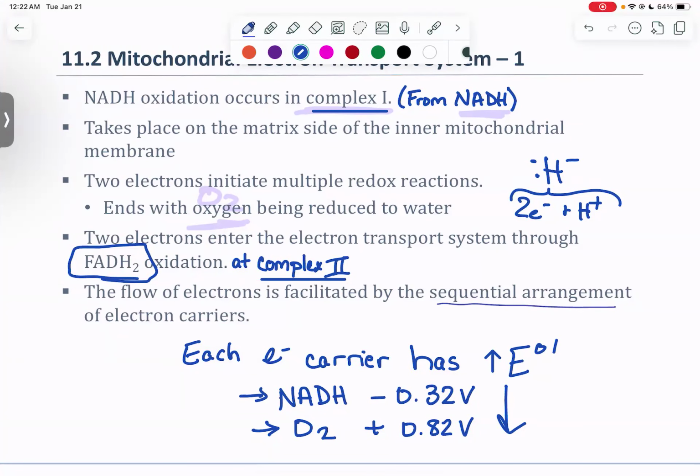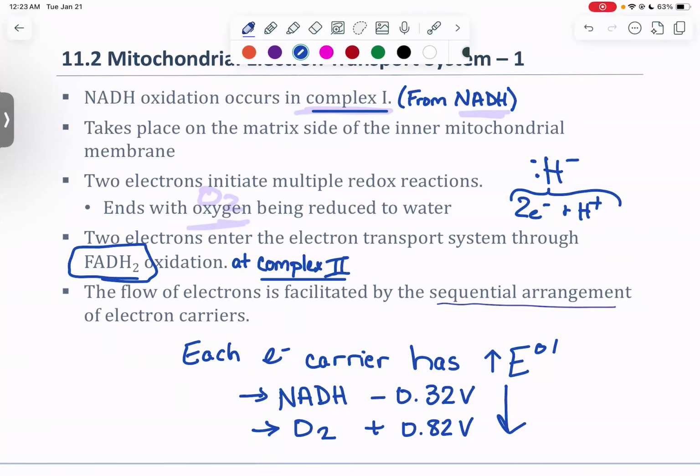So you're always going to have that sequential arrangement of electron carriers. A lot of times what you're going to see in the complexes is proteins that have iron-containing prosthetic groups, so you can have those different oxidation states and that kind of thing.